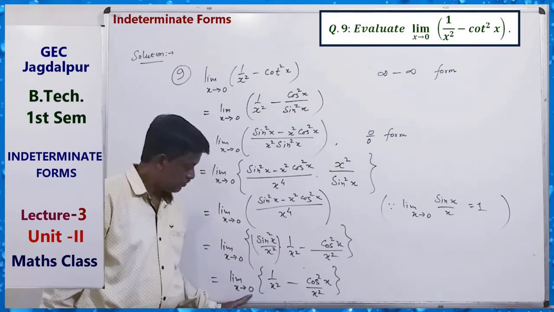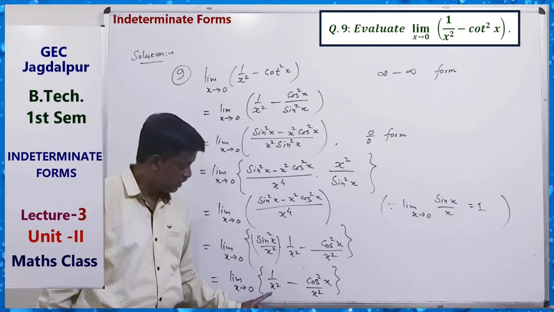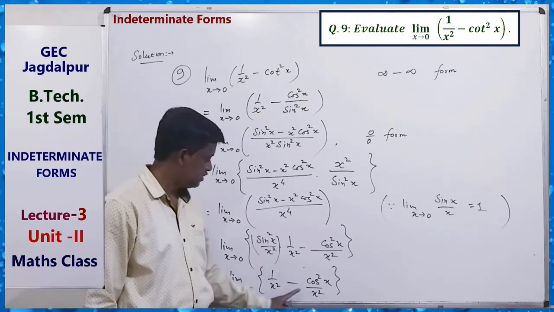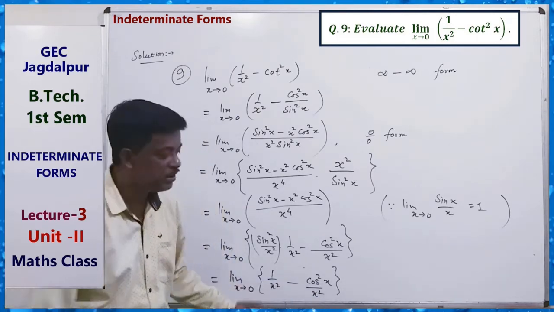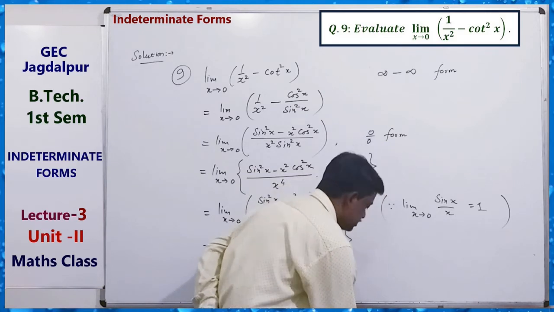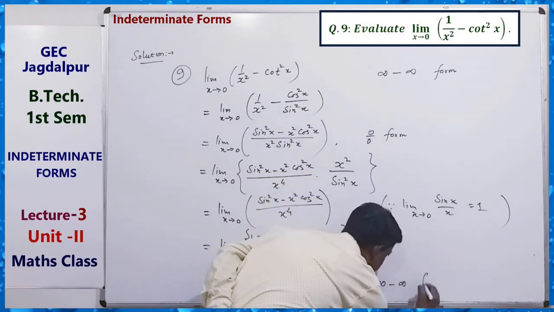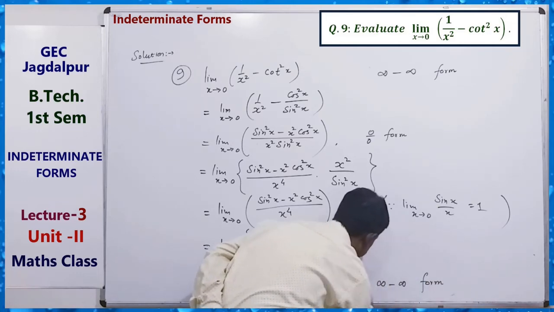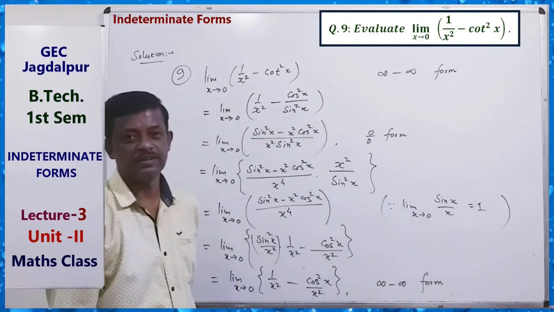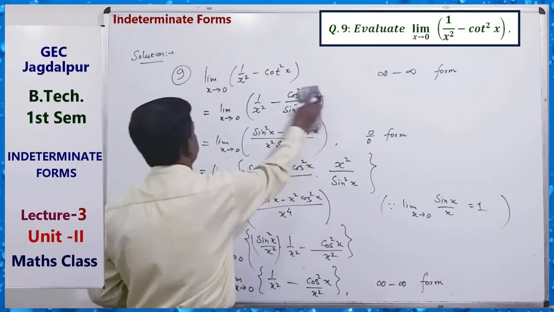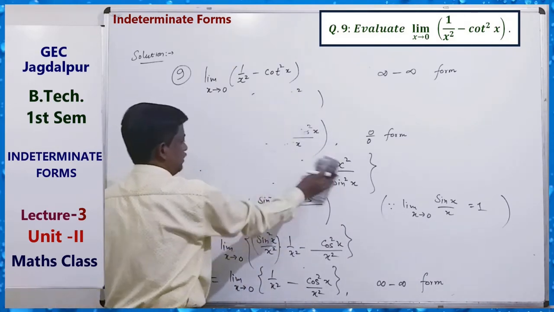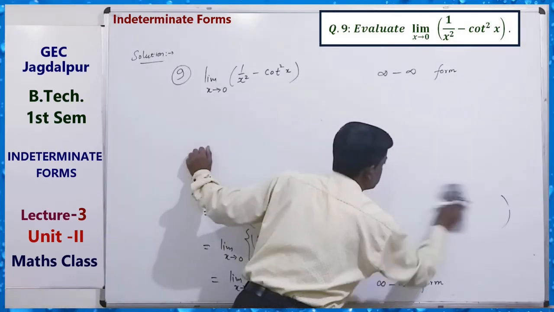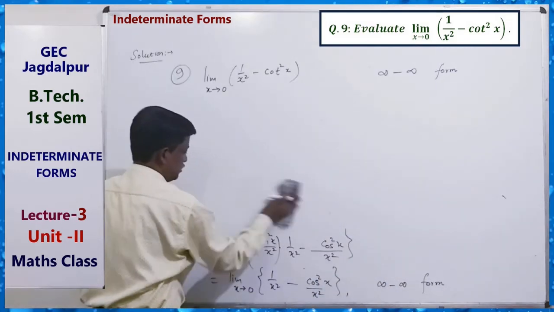As x tends to 0, this is infinity minus infinity form. Infinity minus infinity form, so it can also be converted. What form is this? Infinity minus infinity form. So again, just collect it and use the same method for solving.